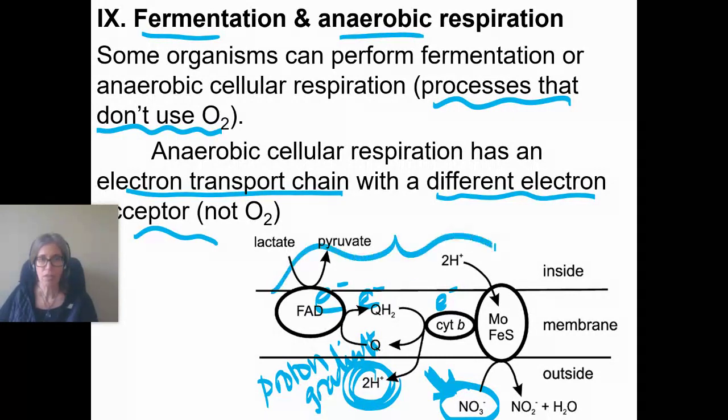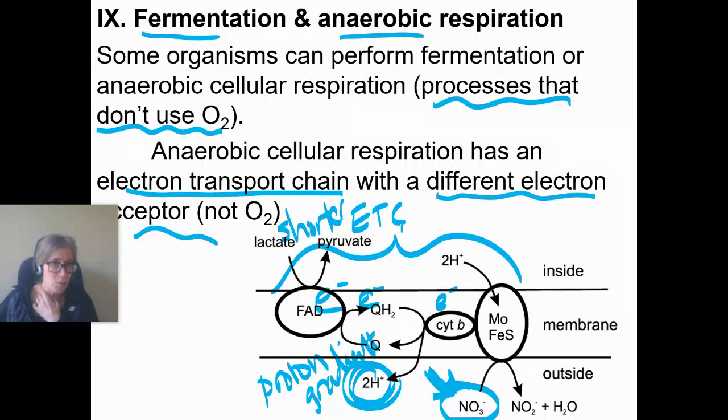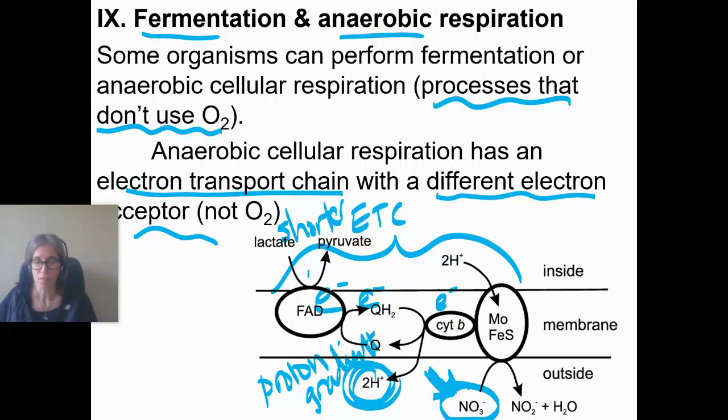So this electron transport chain is going to end up being a little bit shorter, which means you're not going to pump as many protons, but you'll still make a proton gradient. So it's a little bit less efficient. But if you live in an environment without oxygen, then this is a really fantastic adaptation.